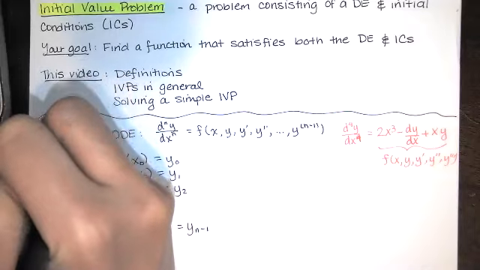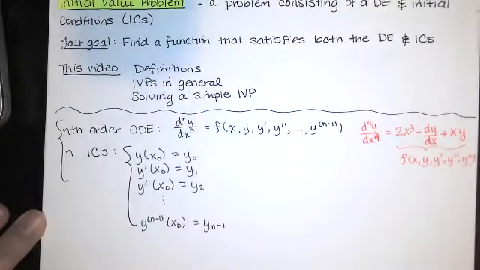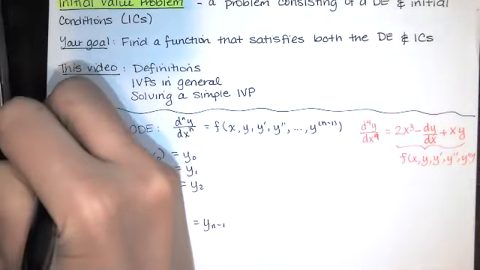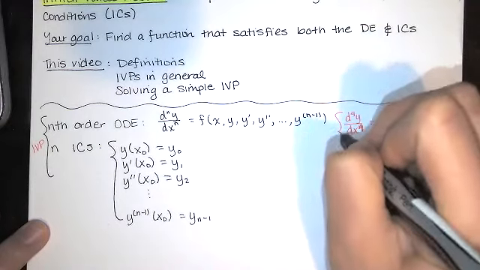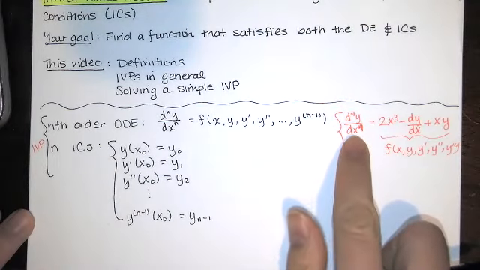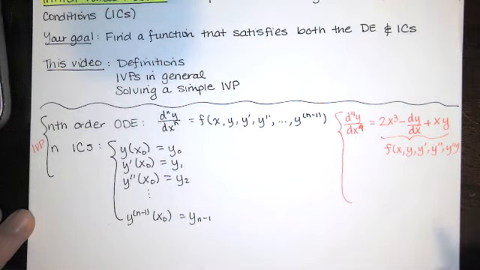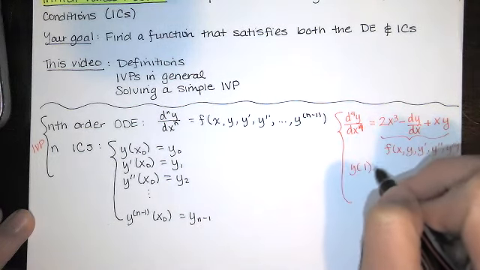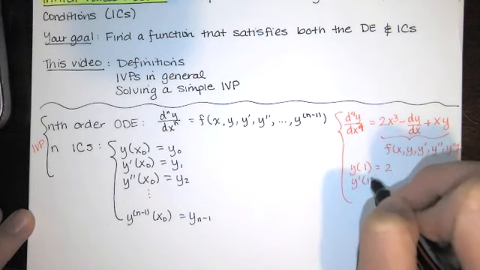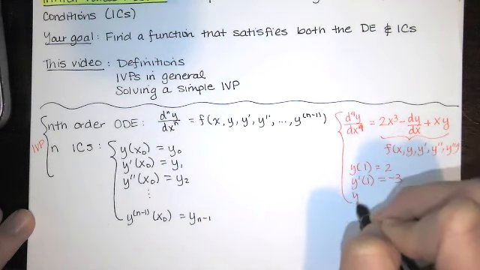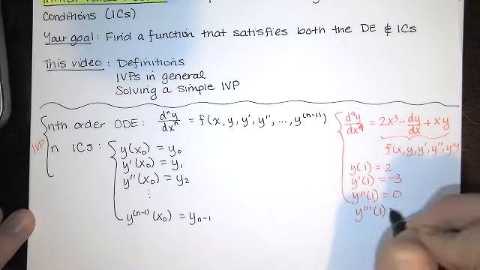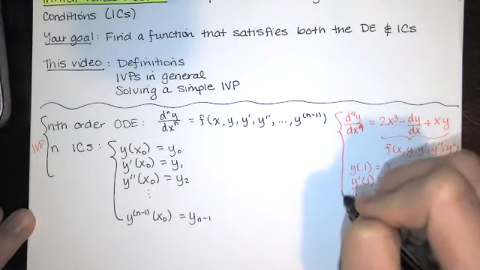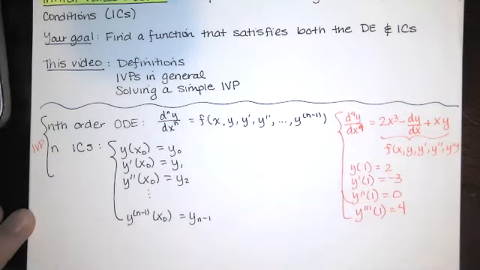And then together these two pieces make up an IVP. That's our initial value problem. So maybe, to have a concrete example, we're given this fourth derivative of y with respect to x is equal to this, and y of 1 equals 2, y prime of 1 equals -3, y double prime of 1 equals 0, and y triple prime of 1 equals 4. So that's a fourth order differential equation, and I've got 4 initial conditions.